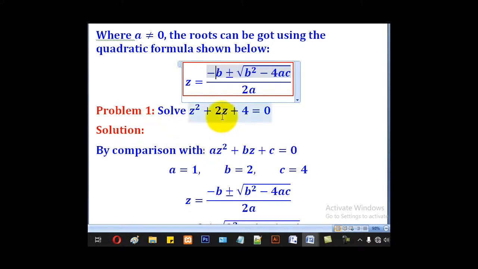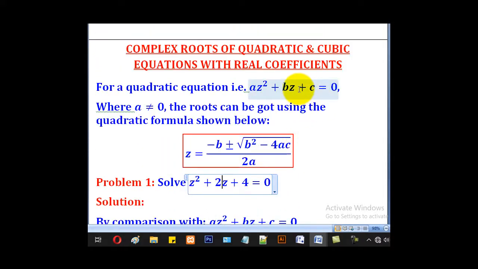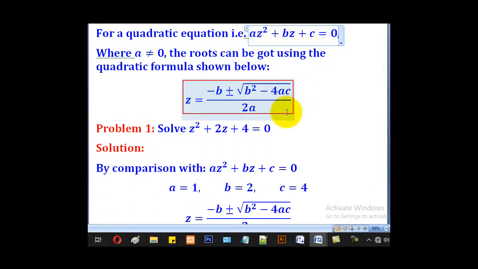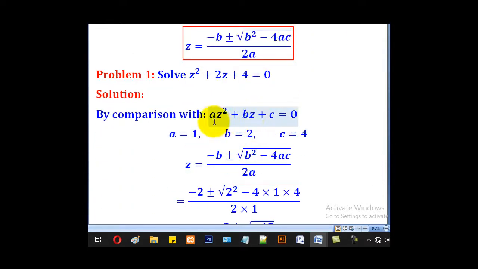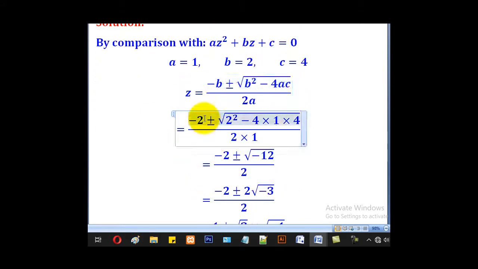So in this case, we shall compare this equation with the given general equation of a quadratic equation, whereby now a will be 1, b will be 2, and c will be 4. So when you substitute in this formula, you shall come up with negative 2 plus or minus the square root of 2 squared minus 4 times 1 times 4, over 2 times a, where a is 1. So when you simplify under the root, we shall get negative 12.